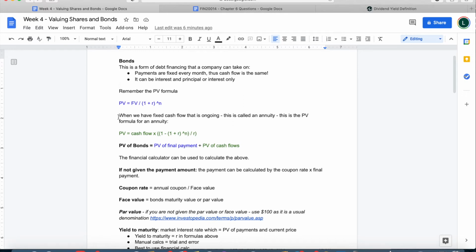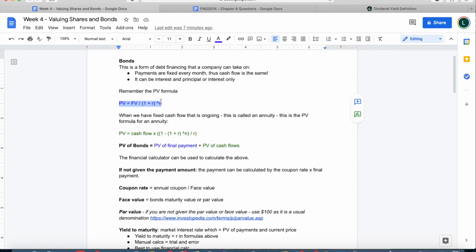So a bond is a type of debt. There's usually a payment right at the end and they're fixed every single month. So what we've got is, this is for our manual calculations. You can see our PV. So to get our PV of a bond, we do the PV of the final payment. So this is what we would use, so blue and blue. So that's our general PV calculation.